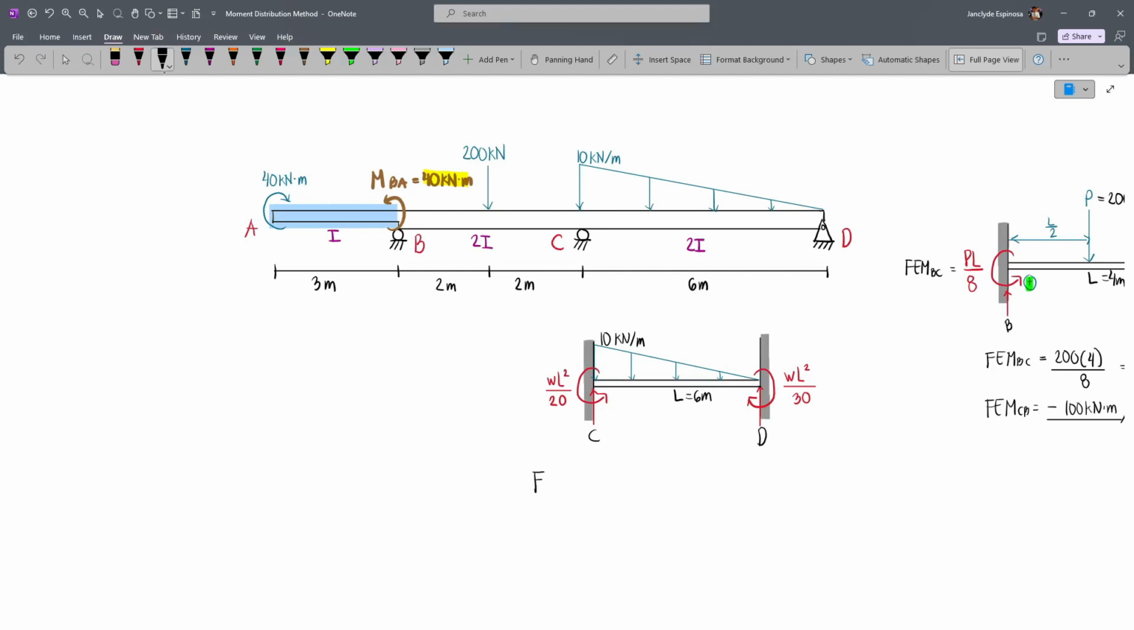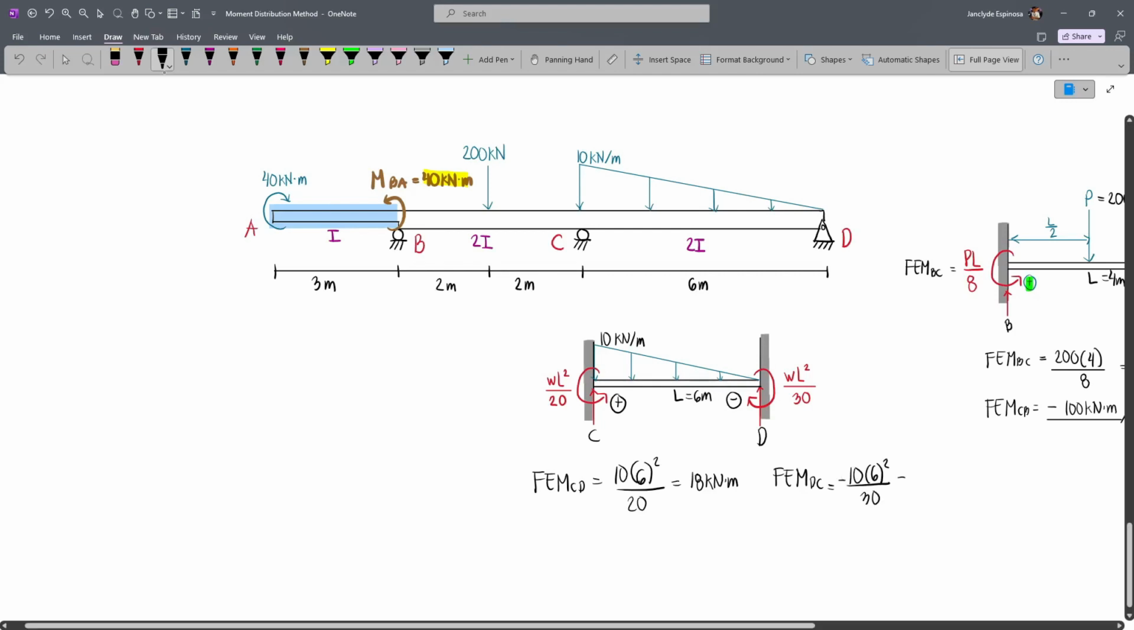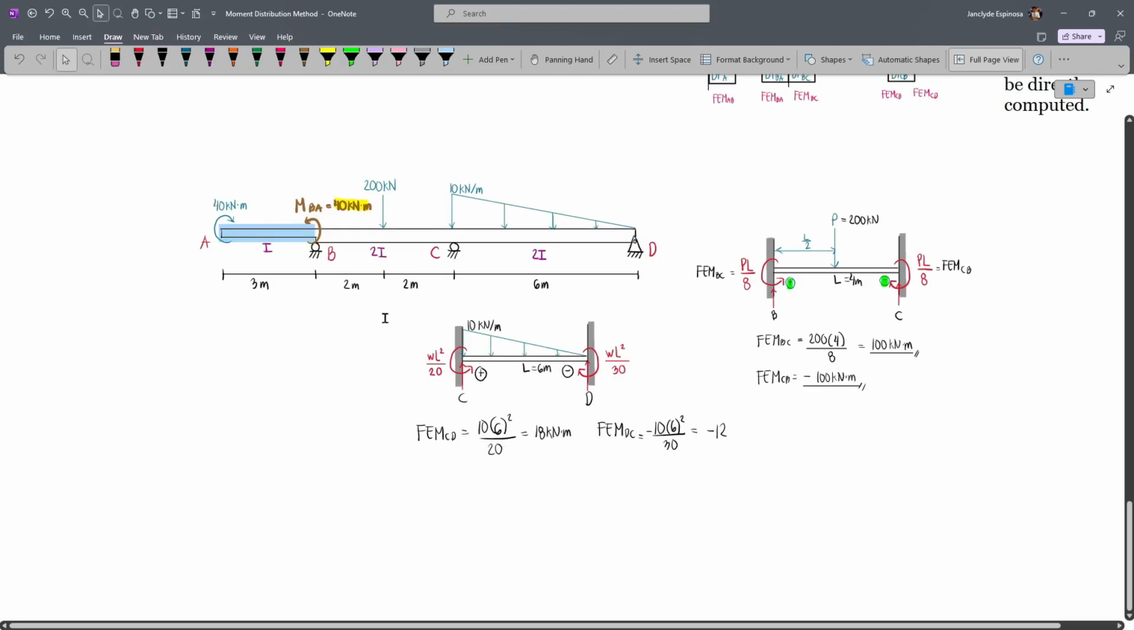And so our FEMCD will be, since this is counterclockwise, positive, and this is negative. So FEMCD will be 10, which is W, times L squared, which is 6 squared, divided by 20. So this is 18 kNm. And then for FEMDC, which is this one, we have WL squared divided by 30. But this is negative, so this will be negative 12. And so let's just move this here.